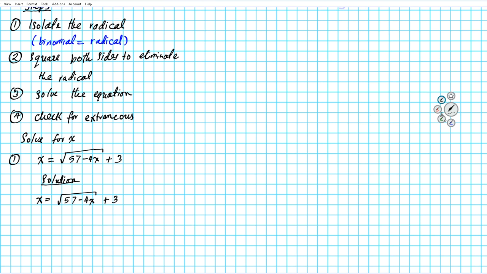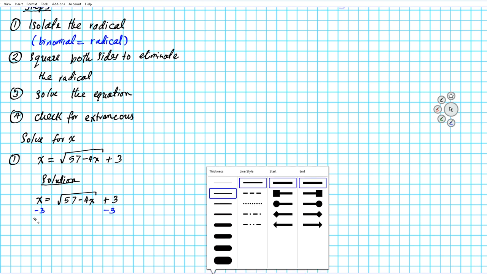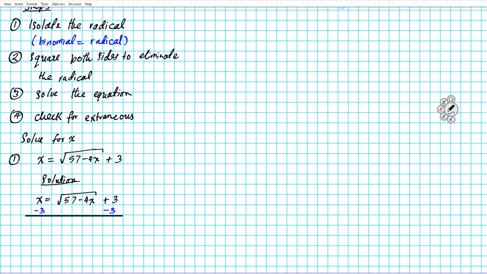So this radical term right here, we want to have it isolated. Every other thing needs to be moved over to the other side so we can easily eliminate it without complications or adding unnecessary number of steps. So let's go ahead and get rid of this 3 by subtracting 3 from both sides of the equation. And then when we do that, we're going to have x minus 3 is equal to the square root of 57 minus 4x. Now we've isolated the radical and we have the format, the binomial equals a radical.